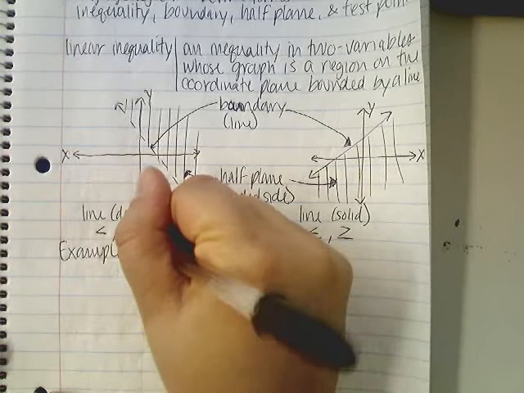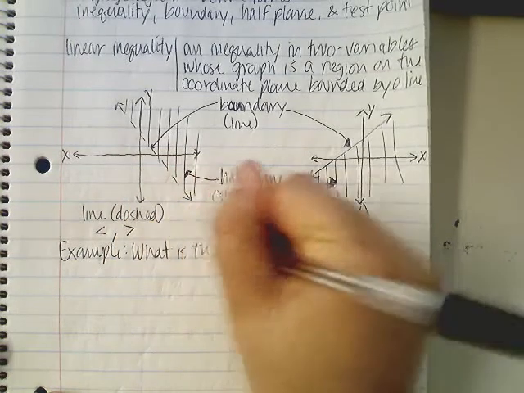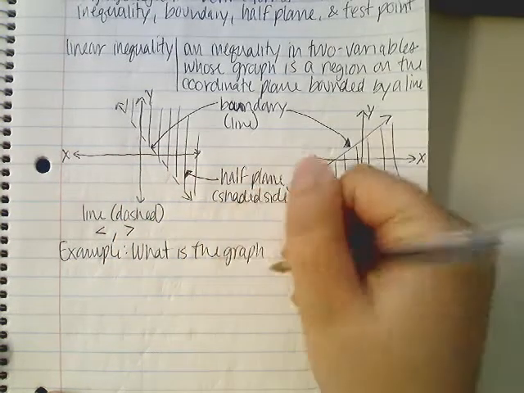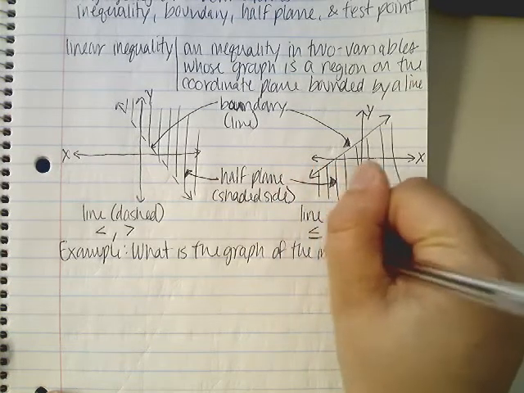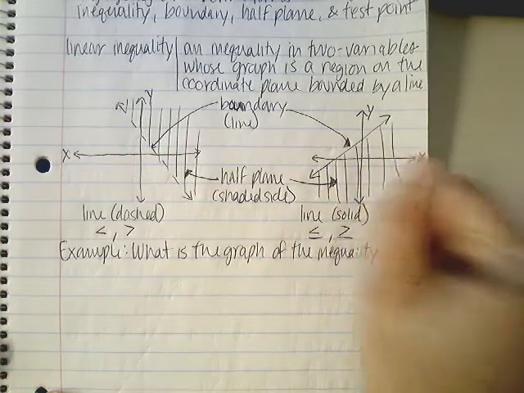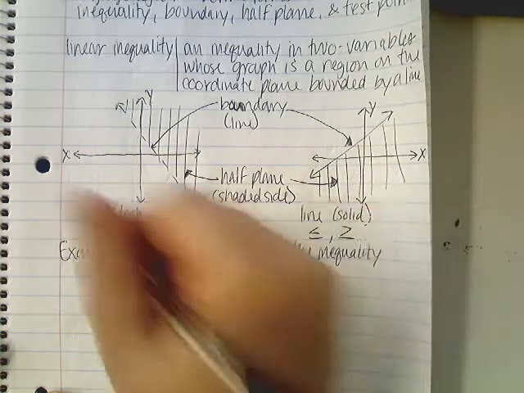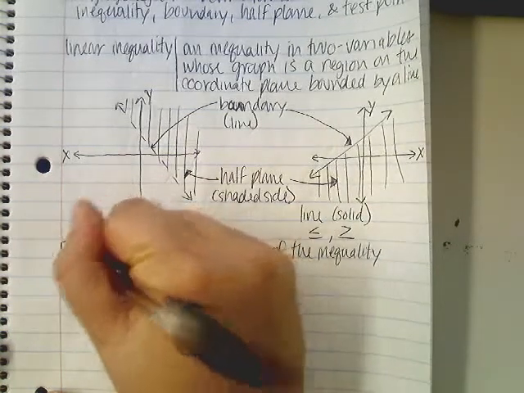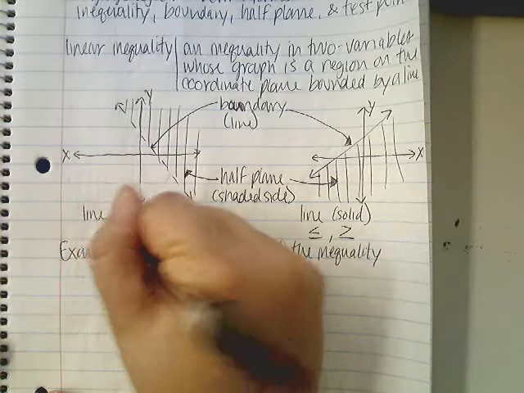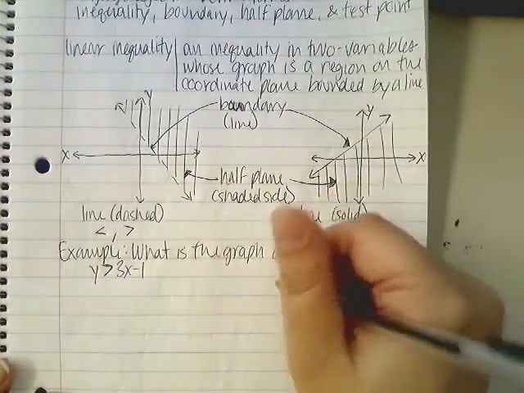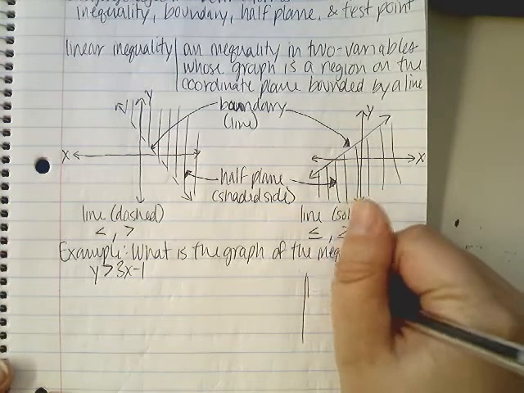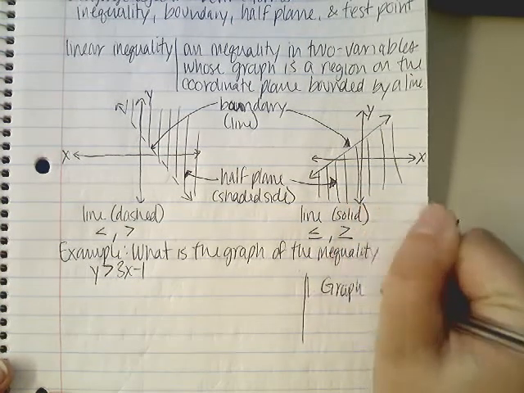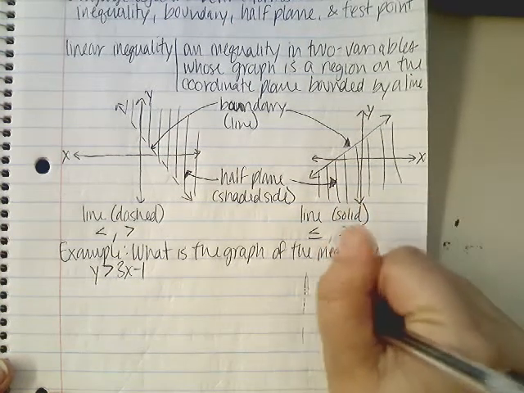I want us to determine what is the graph of the inequality y is greater than 3x minus 1. And step one over here, leave myself space. Step one is going to be to graph the boundary line, or just the boundary.